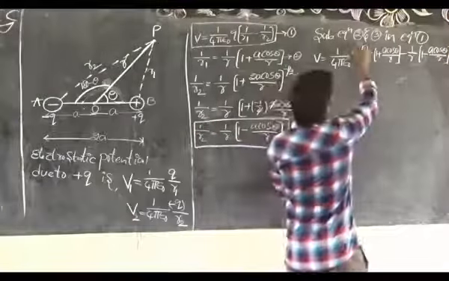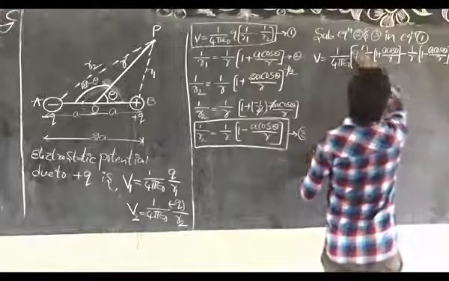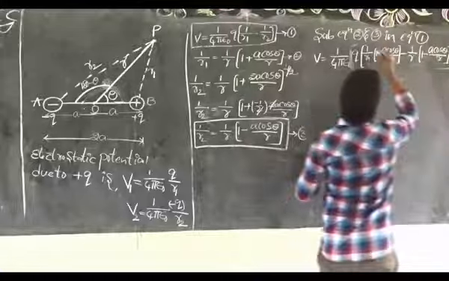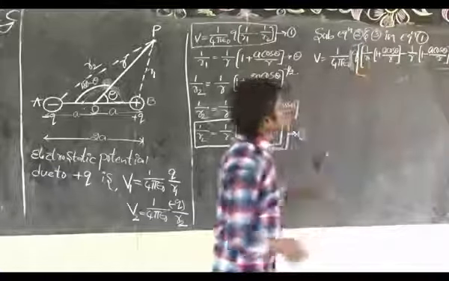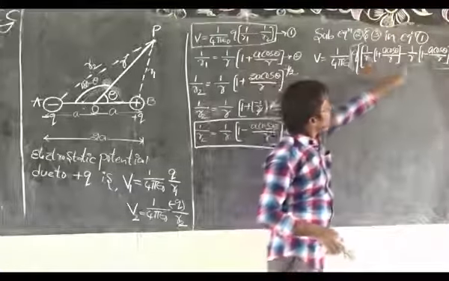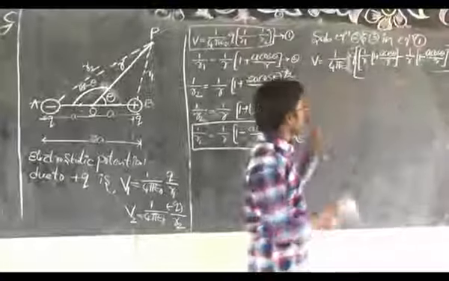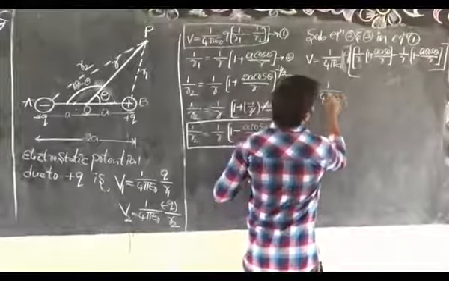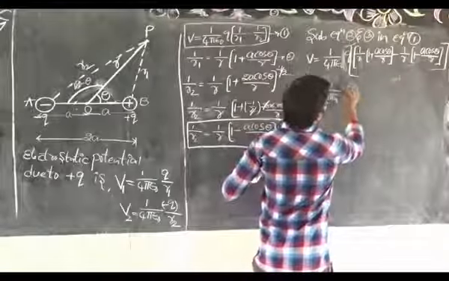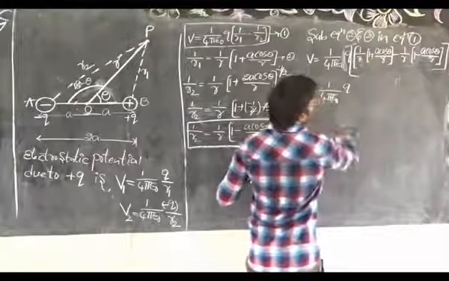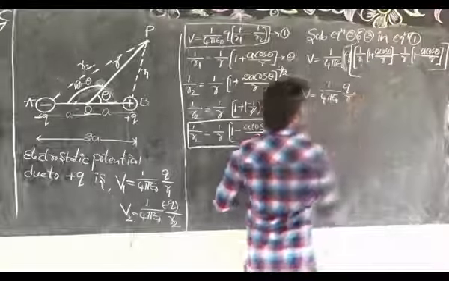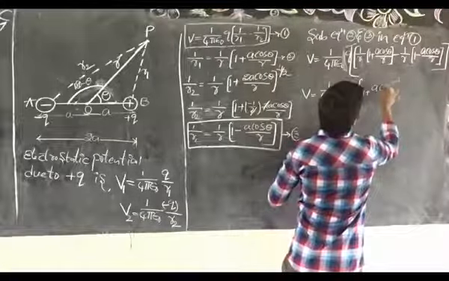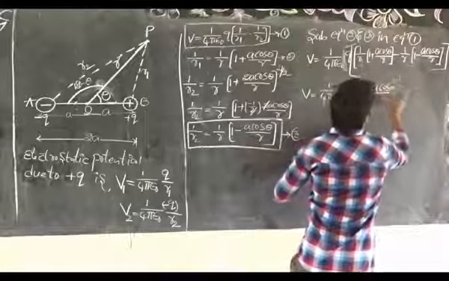Now, in these two expressions, what is the common term? Here 1 by r is there, and here also 1 by r is there. Please make it common. V is equal to 1 by 4 pi epsilon naught into q into both terms, 1 by r is common, so please make it common, 1 by r. So what is the remaining here? 1 plus a cos theta by r.